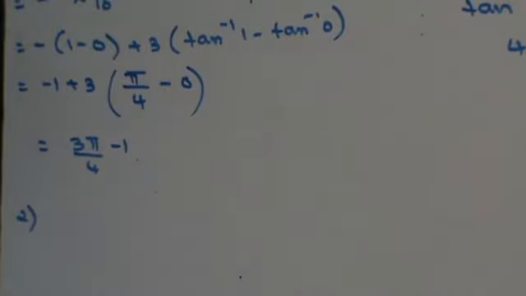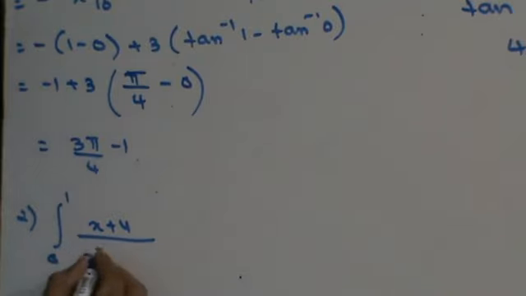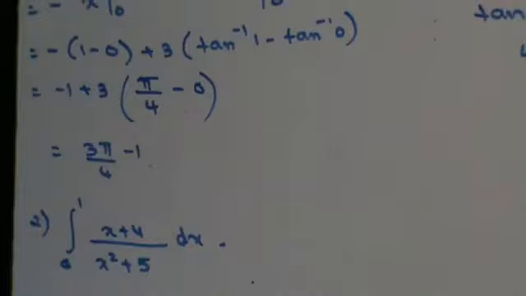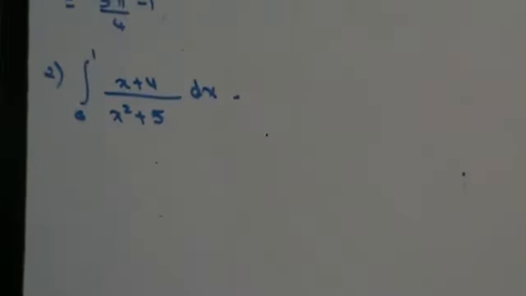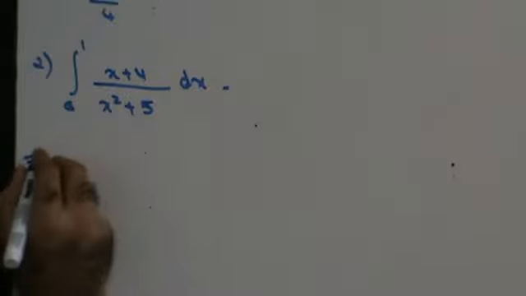Next, let's see another sum, guys. Integral of 0 to 1, (x plus 4) upon (x square plus 5) dx. The degree of polynomial in the denominator is greater than the numerator. You have two options here. Either you introduce the highest variable coefficient in the numerator, or you make the numerator to be the derivative of the denominator. First, I'm going to split the numerator.